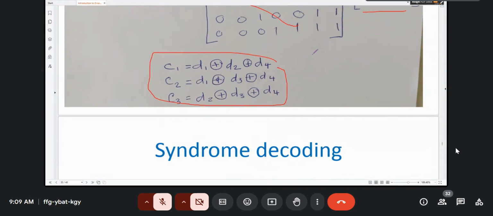So if it's systematic, for example, let's say you're given 1, 1, 0, 0 as a message. To generate your code word, the first parity bit, C1, will be D1 plus D2 plus D4, which is 1 plus 1 modulo 2, so this will be 0.